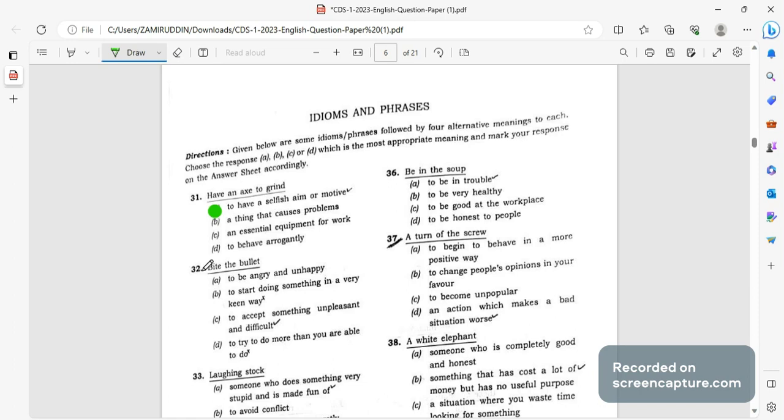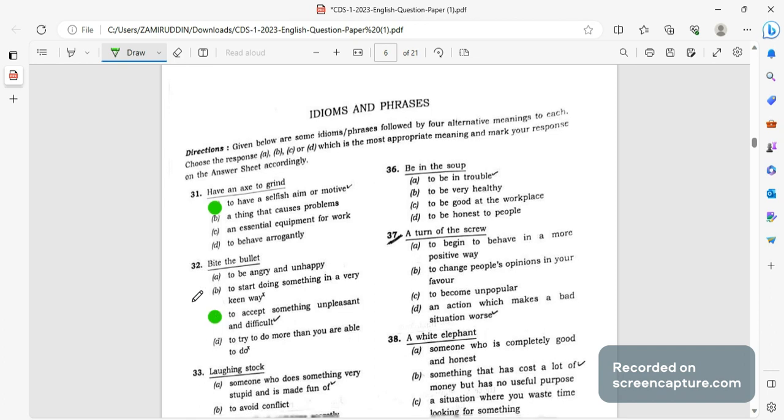Bite the bullet is to accept something unpleasant and difficult. Biting the bullet is very difficult. So obviously the answer will be difficult and unpleasant, but you are accepting. If I say, can you bite the bullet, out of arrogance you'll say, yes, I accept. You're accepting something which is unpleasant and difficult for you to do. Have an axe to grind, you have a selfish aim or motive to do something.